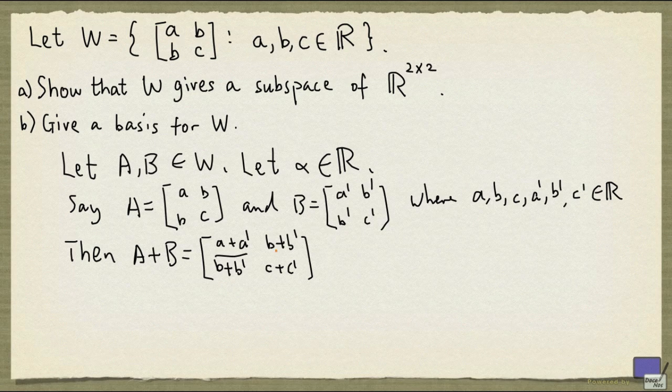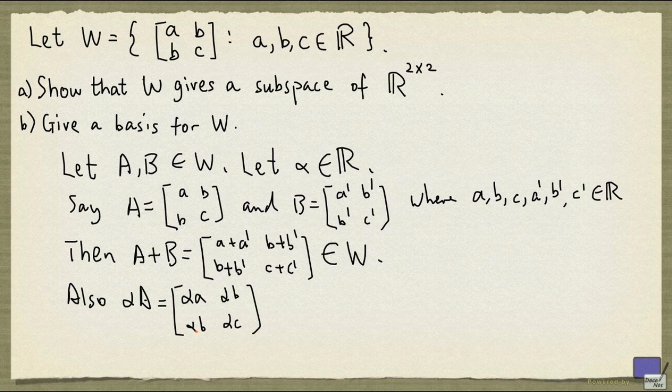Now, all these entries are real numbers. As well, this entry and this entry here are equal. So this is in W because we have a matrix of this form here. Now let's look at alpha times A. Alpha times A is simply the following. Again, all the entries in this matrix are real, and this is equal to this. So we can say that this is in W.